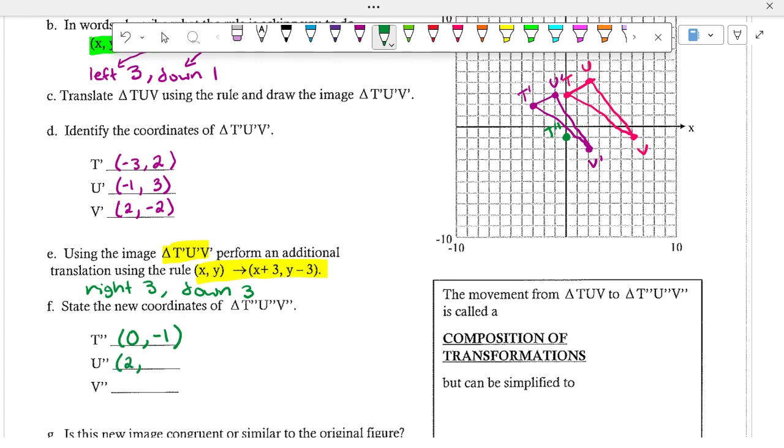All right, for you, if I add 3 to -1, what do I get? 2. If I subtract 3 from 3, what do I get? 0. So 2, 0 is U double prime. And finally, V double prime. If I add 3 to 2, what do I get? Subtract 3 from -2. Good. So then 5, -5. So here's our new figure.